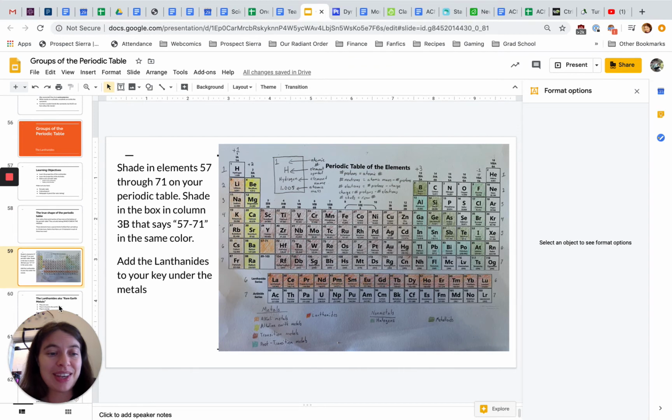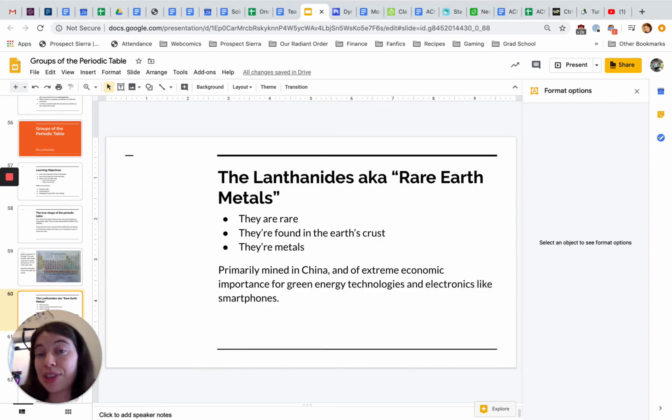Ready? All right. So the lanthanides are also known by a couple of other names. Sometimes you'll see people refer to them as the lanthanoids. They're also known as the rare earth metals, and that name tells you basically everything you need to know about them. They're rare, you can find them in the Earth's crust, and they're metals. These are of incredible importance to our society. We use them for all sorts of things. They're mined mostly in China, and they're very important for any sort of green energy technology. They're also really important for electronics like smartphones.